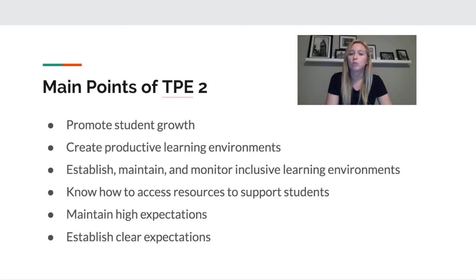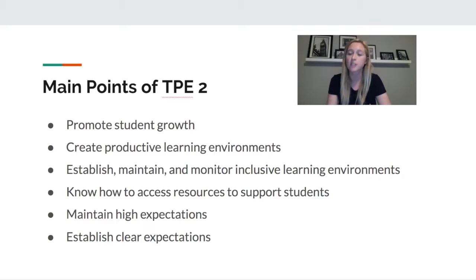Fourth one is to know how to access resources to support your students. So any of the students that I just mentioned, as well as some that are going through trauma, have experienced homelessness, or are in the foster system, any of those, to know how to support them, how to be there for them, and to get them the best help that they can. Fifth is to maintain high expectations for the content that they're learning.